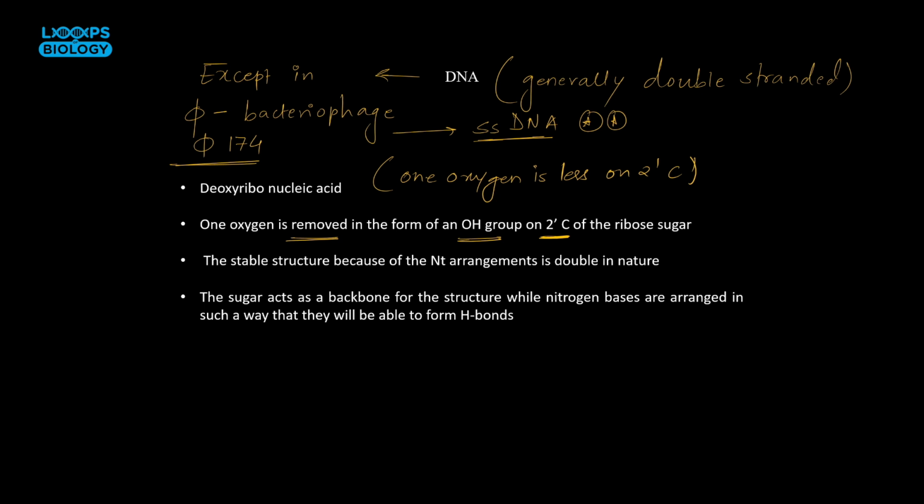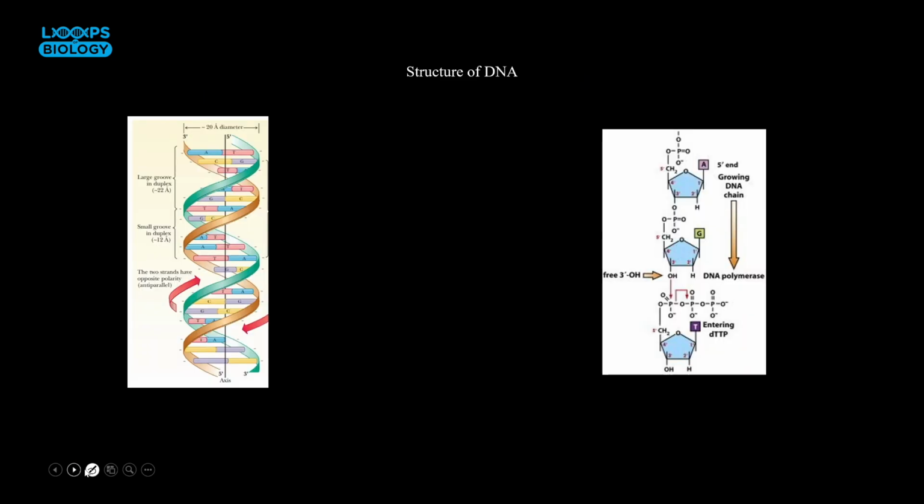The sugar acts as the backbone of the structure. In that case, sugar and nitrogenous bases are very, very important, because sugar is forming the backbone and nitrogenous bases are forming hydrogen bonds. That means adenine is bound to thymine while cytosine is bound to guanine. And these bonds are not ionic, not covalent, not coordinate, but hydrogen bonds. Adenine and thymine are bound together by 2 hydrogen bonds, while cytosine and guanine are bound together by 3 hydrogen bonds.